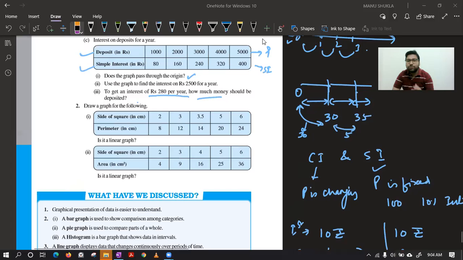Okay. Beta, you can go to the bank also, na? Whenever your father is going to the bank, go along with him and try to ask these questions from the bank manager also.